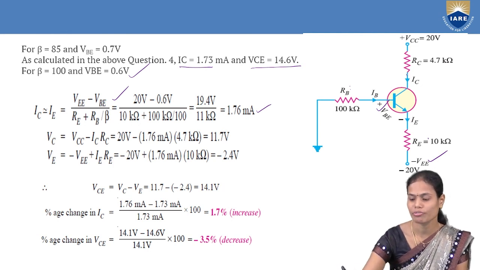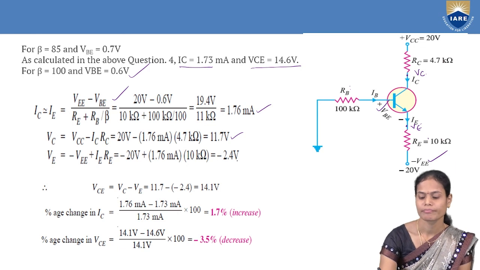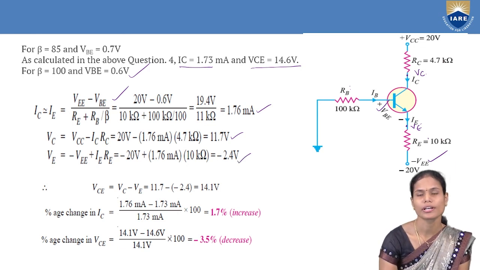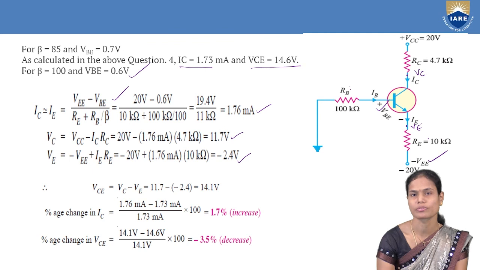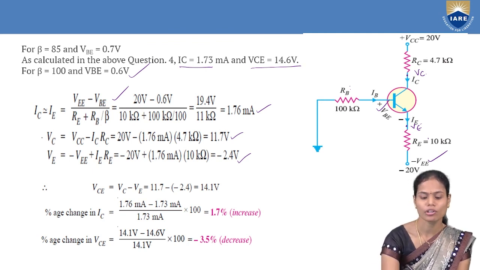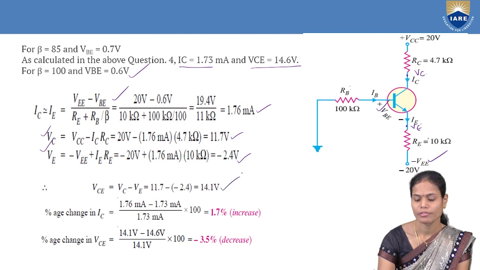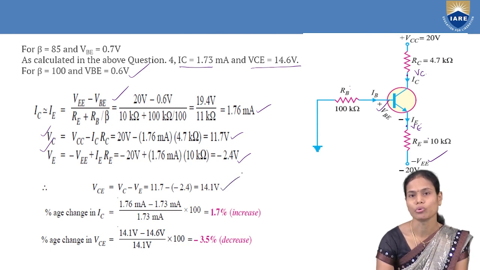And similarly, we need to find the VC value, that is VCC minus ICRC. We will get it as 11.7 volts. And next, find the VE value, that is minus VEE plus IERE. After substituting the values, we will get it as minus 2.4 volts. So here we got the IC value. To find the VCE value, we calculated VC and VE. So VCE is nothing but the subtraction of VC and VE. We will get it as 14.1 volts.